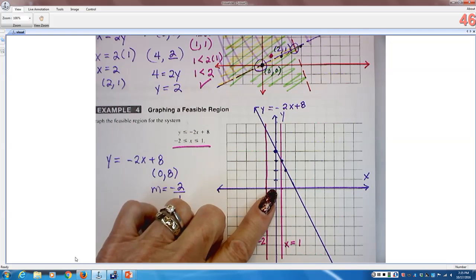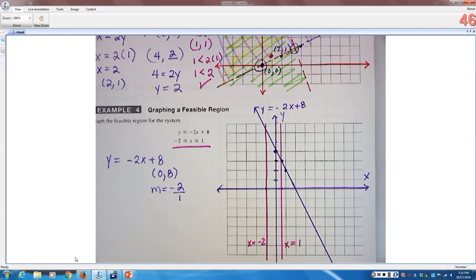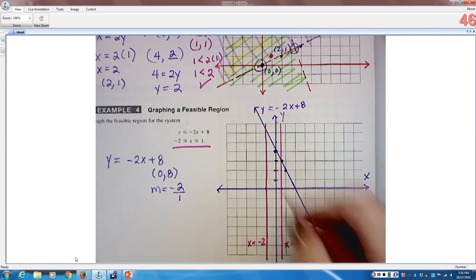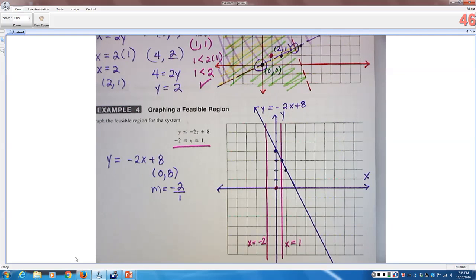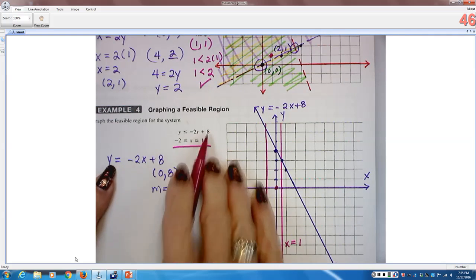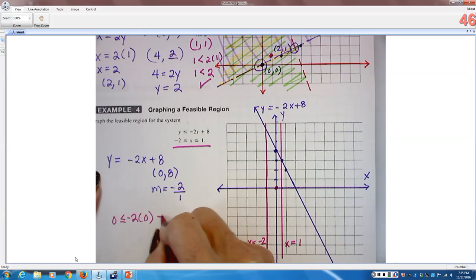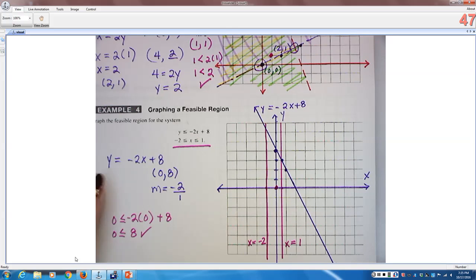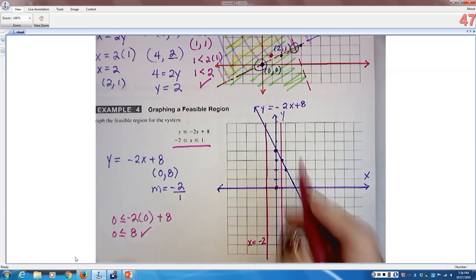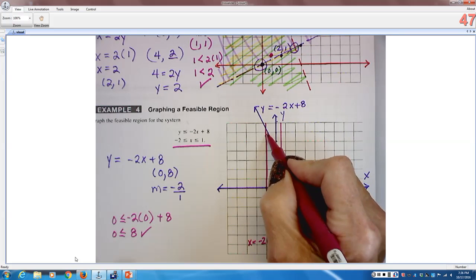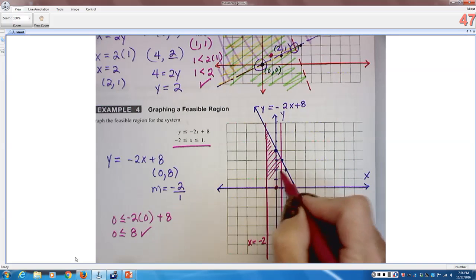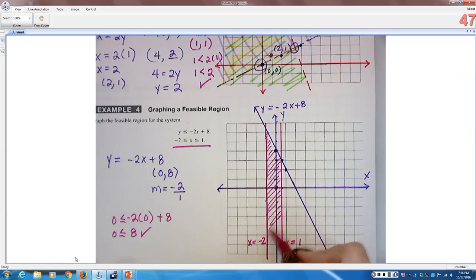And I can still test 0, 0 because it's in between there. So I'm going to test 0, 0. And 0, 0 is definitely in between, so it's a legal x value. But is it a legal value up here? So 0 is equal to or less than negative 2 times 0 plus 8. 0 is equal to or less than 8. That's true. So I do everything that's between these two lines, but below this part. So there's my solution area.